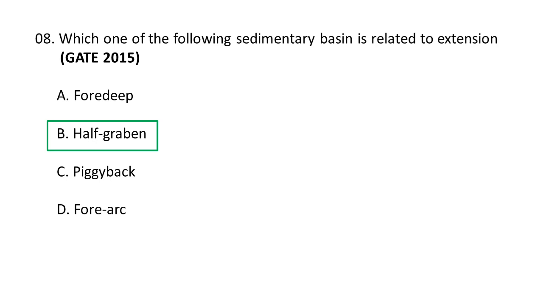Extension basins may appear to be caused by a graben, which is nothing but a depressed block of land sinking between the parallel normal faults that dip towards the center of the graben from both sides. So in fact they are usually made of linked asymmetrical half grabens. So this is a sedimentary basin which is related to extension. So B is the correct answer.